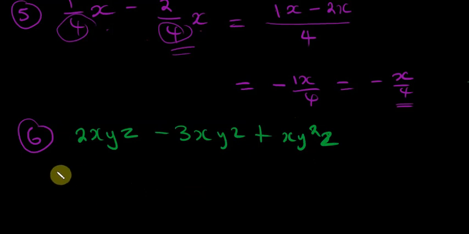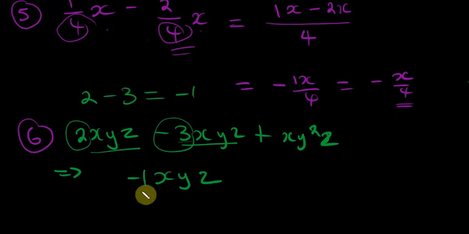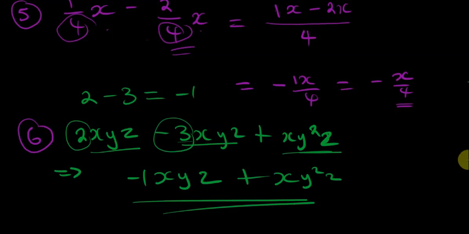Alright, assuming that you have your solution, let's see what our answer is. 2xyz and minus 3xyz are like terms. So write xyz, and then minus 3 and positive 2. 2 minus 3 gives us minus 1. So minus 1 xyz plus xy squared z.